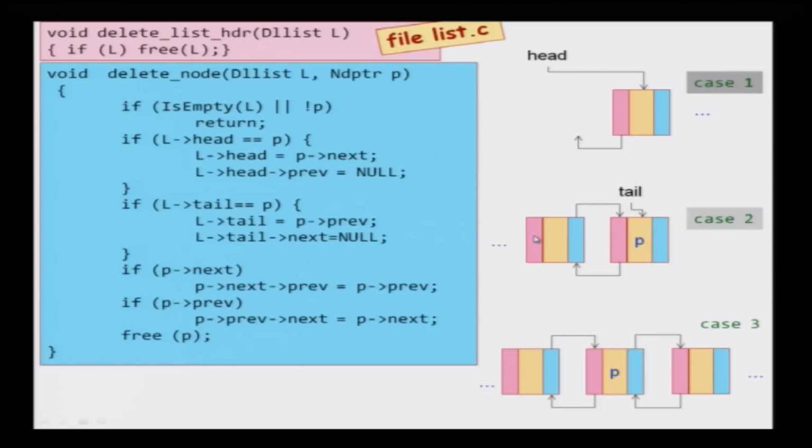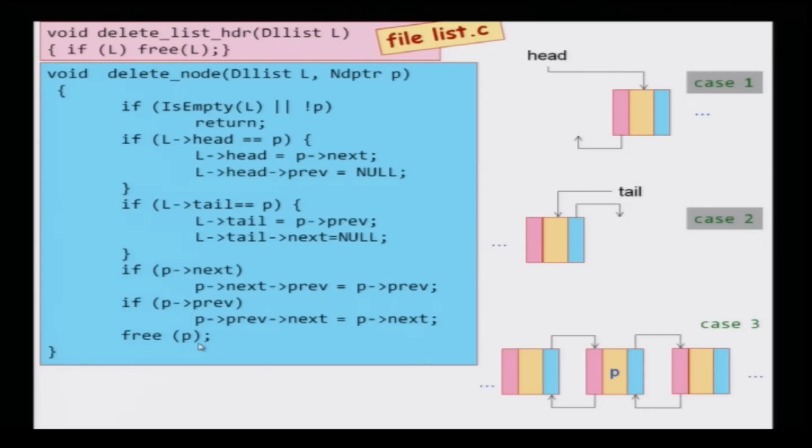Okay. So, in case 2, when P is the end of the list that we want to delete, then tail should go to P previous. Now, this guy's next will now point to null, because we are going to delete this node, and finally we will free P. Okay. So, L tail will go to P previous, L tail next will be null, and then finally you will free P. Okay.